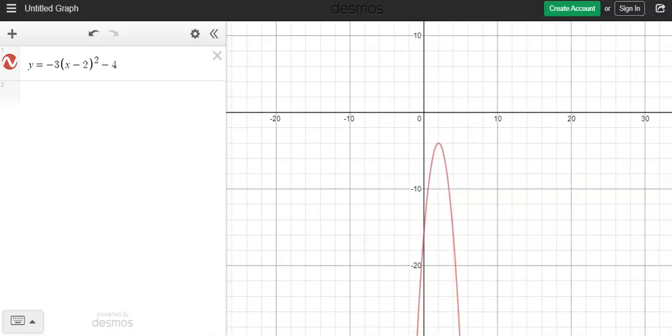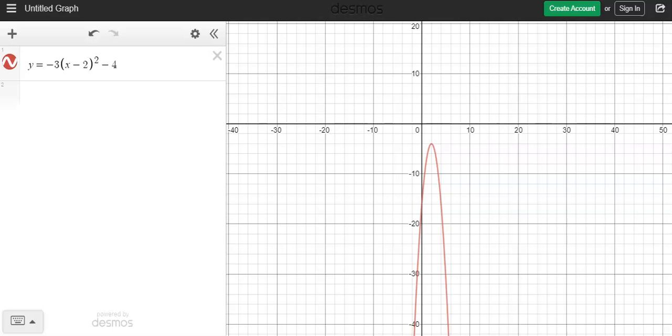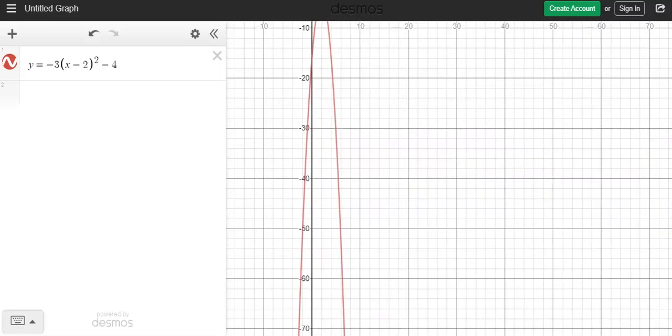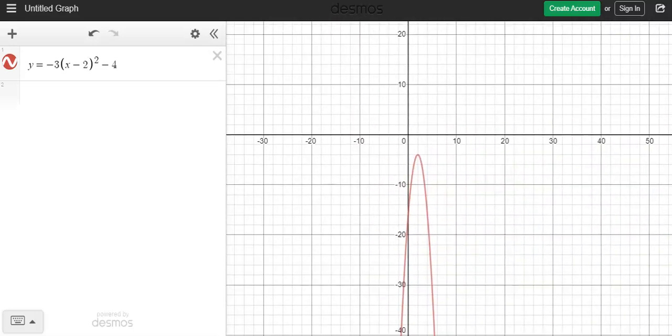I'm going to zoom out so you can see a lot of it. Notice that the vertex has been shifted. Come on back to me here. The vertex has been shifted right 2, down 4. Notice that it flipped over the axis. It was reflected. It's opening down, and it got skinnier from my parent function.